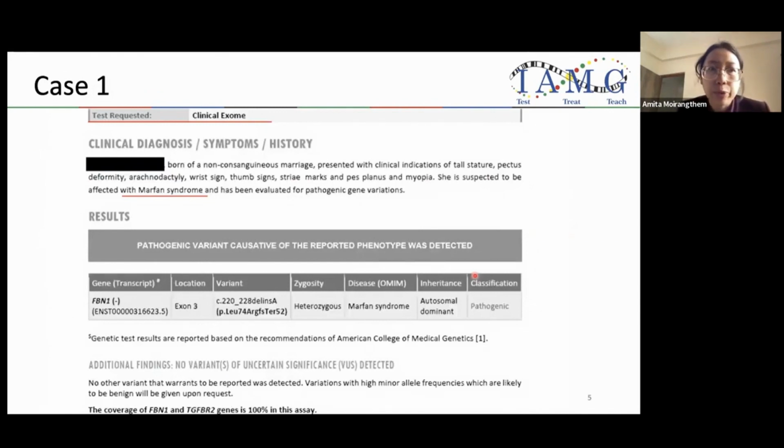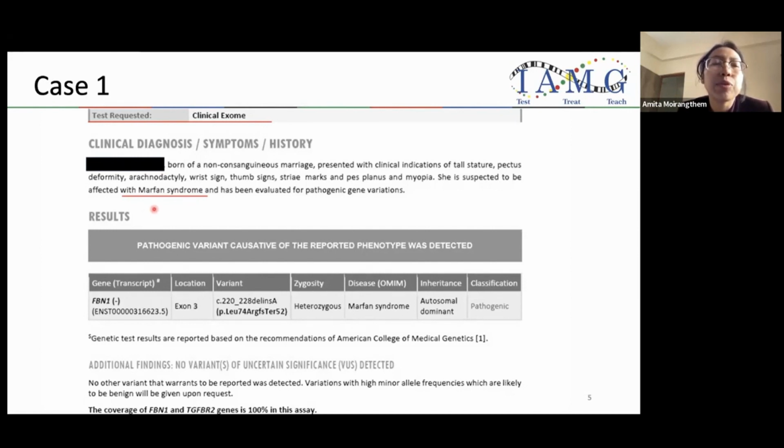So with this background, we come to the first case here. This is a very simple case showing a typical exome report. When we receive such a report, the first focus should be on what is the test done here. So we have here clinical exome. So it is not a whole exome, it is a clinical exome which has focused only on genes which are known to cause Mendelian disorders.